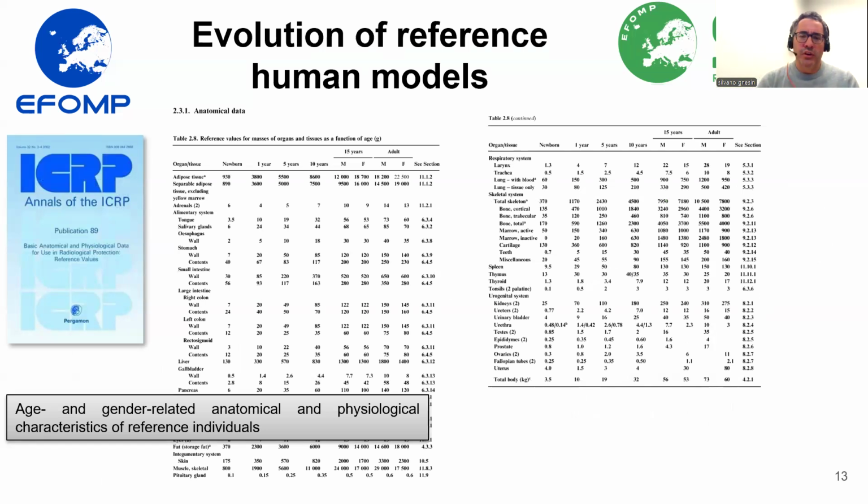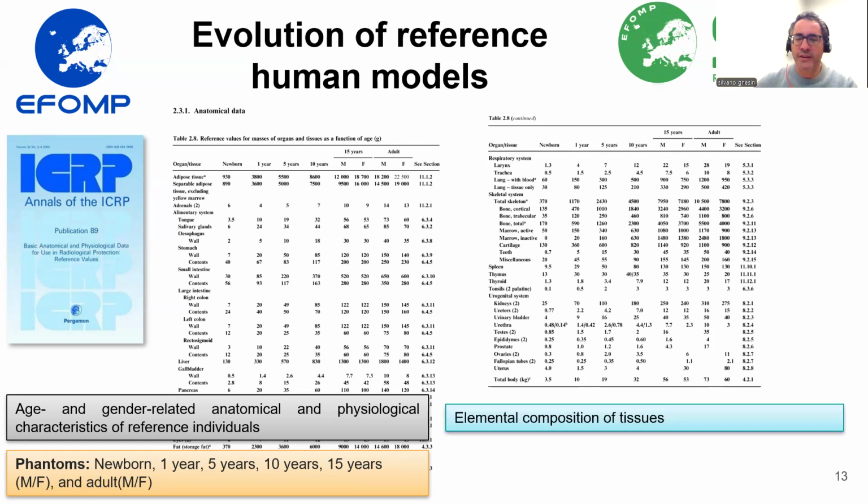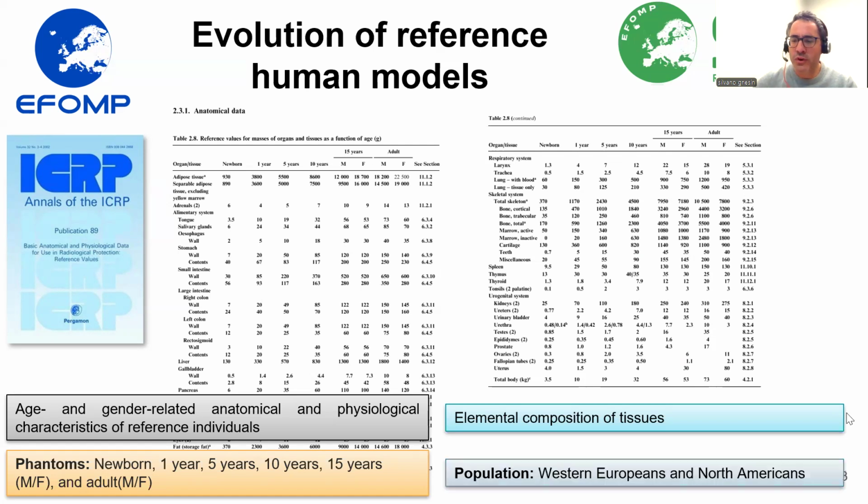In the reference human models provided by ICRP, publication 89 is also important, because it defined the age- and gender-related anatomical and physiological characteristics of the reference individuals. You can see here that for different models, including pediatric models, the elemental composition of tissues and the masses of the different tissues are provided. And of course, we still have to keep in mind that this information was derived from Western European and North American, so Eurasian, populations. So this can be a limitation of this methodology.